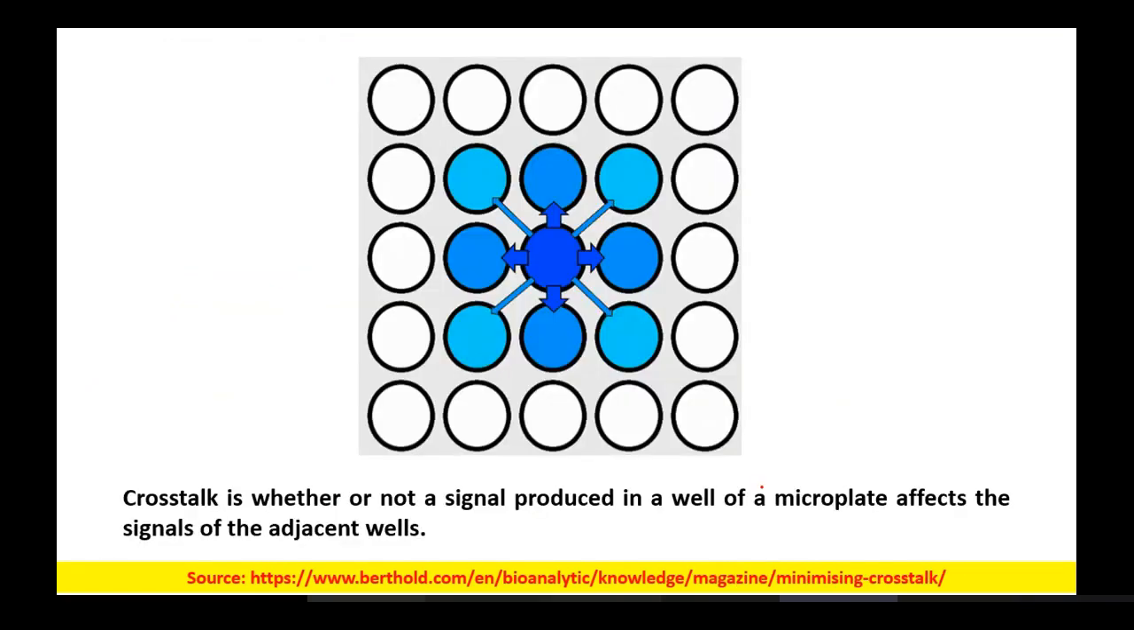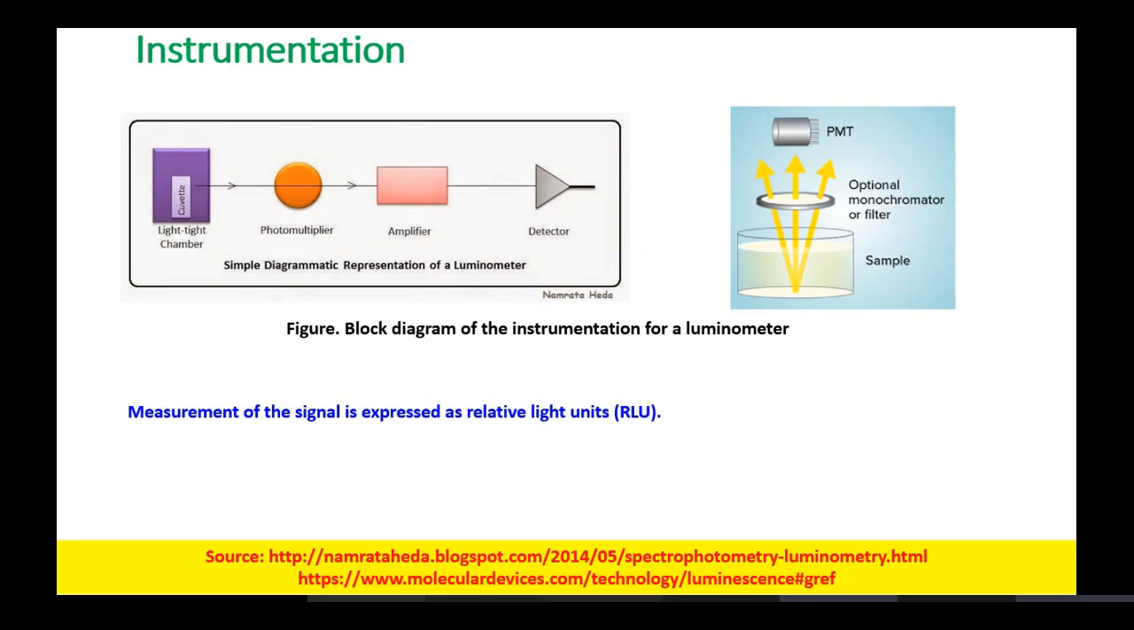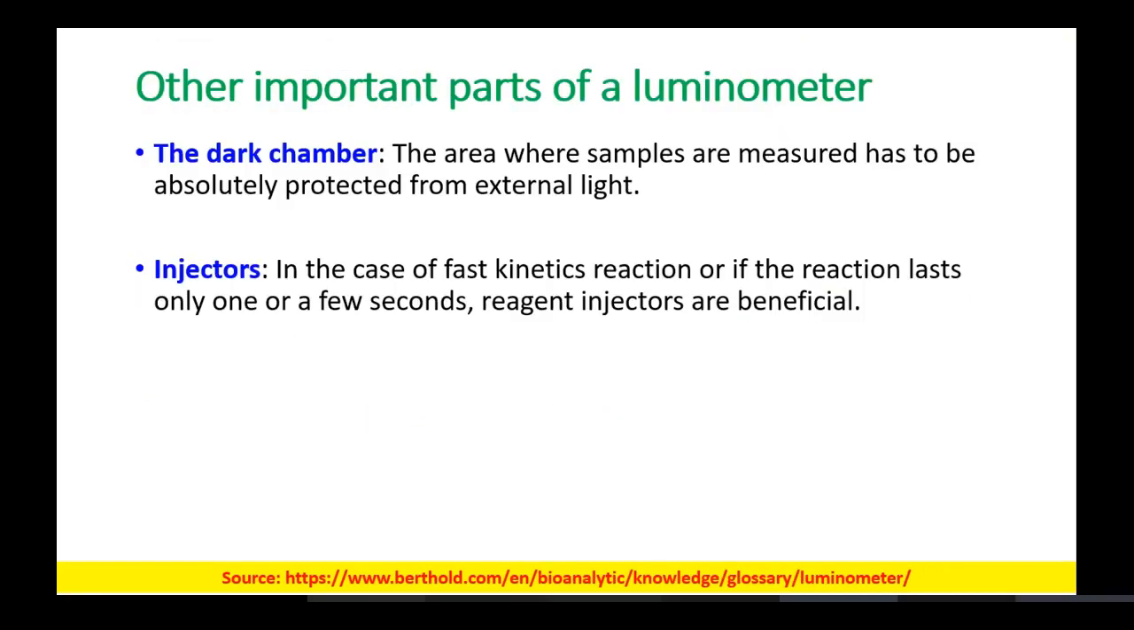Then we discussed crosstalk, what crosstalk is and how it affects the signals in the adjacent wells, and how it can affect the signal to noise ratio of a given solution. Then we had briefly discussed the instrumentation part. In the instrumentation part, we discussed the various components of a luminometer. We had also discussed the other important parts of a luminometer.